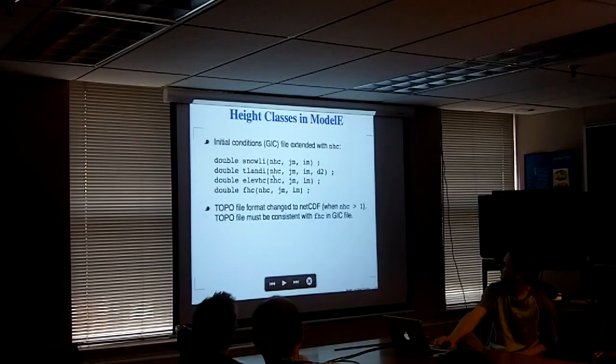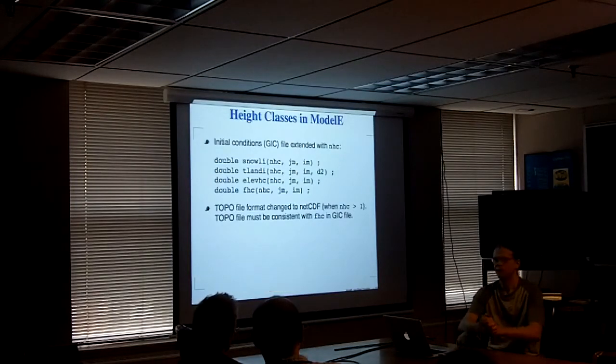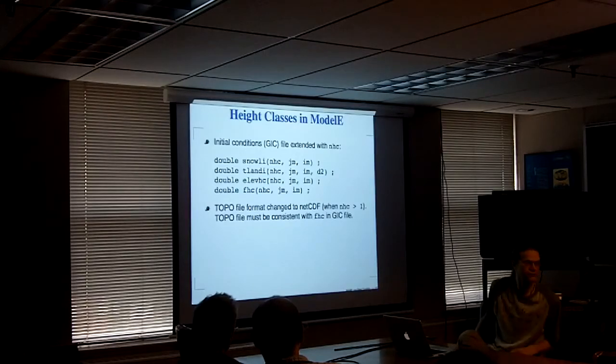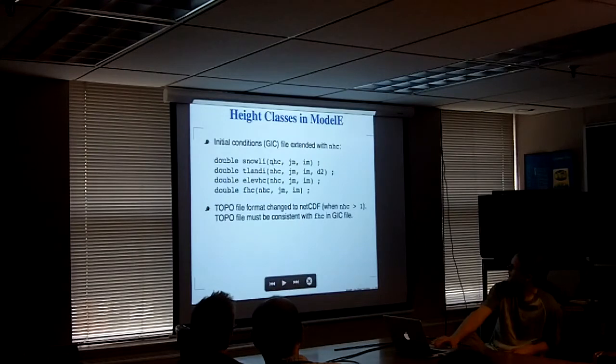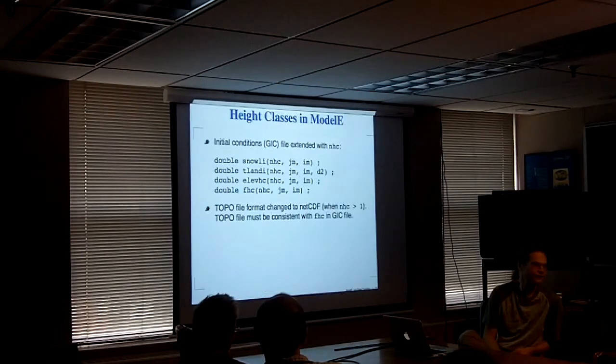Okay, so then two other things have to change. Well, we change the variables inside ModelE. Well, we have to change what we give as the input of ModelE. So the GISS file has been extended with height classes. Again, if NHC is 1, you won't notice the difference. So your old GISS files work, but if you want to run with height classes, you need to give initial conditions per height class. And also, if you're running with height classes, you need to use a netcdf topo file instead of the GISS format version.